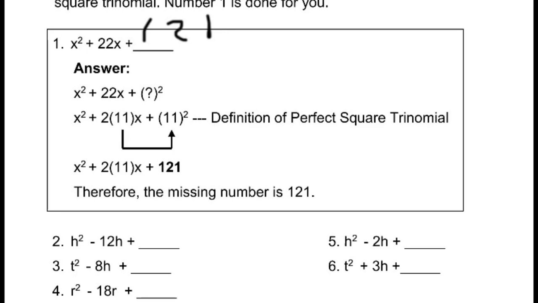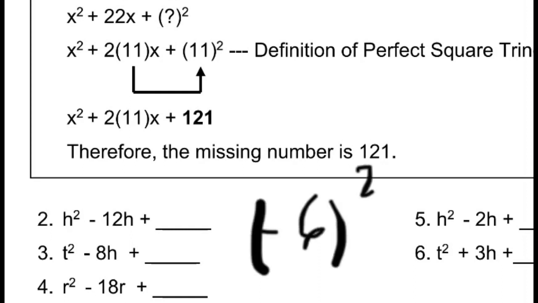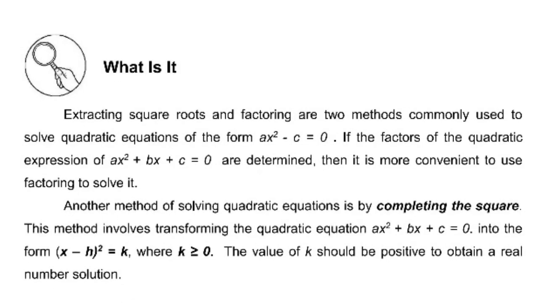So let's have example number 2 here. h squared minus 12h plus blank. So let's have the half of negative 12. What is half of negative 12? That is negative 6. Then square that one. Negative 6 squared is 36. So you're going to have your answer here as h squared minus 12h plus 36. So kindly do numbers 3, 4, 5, and 6. Next is, what is it?